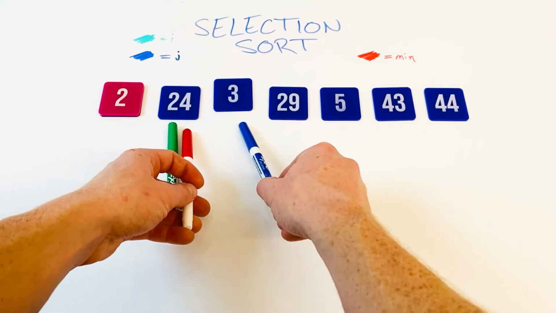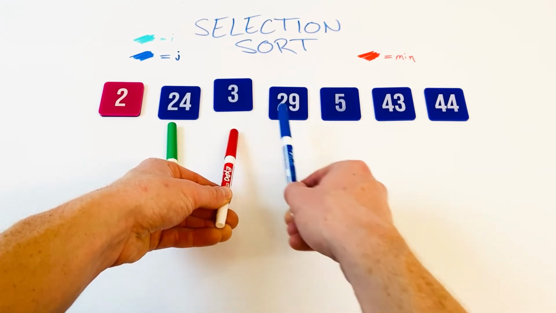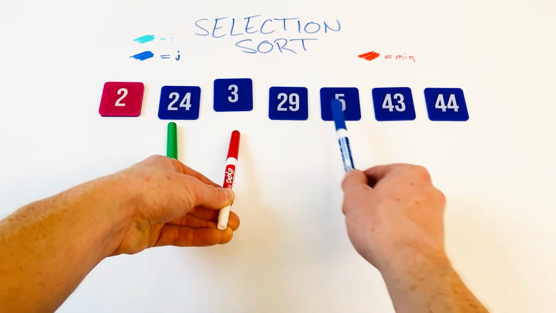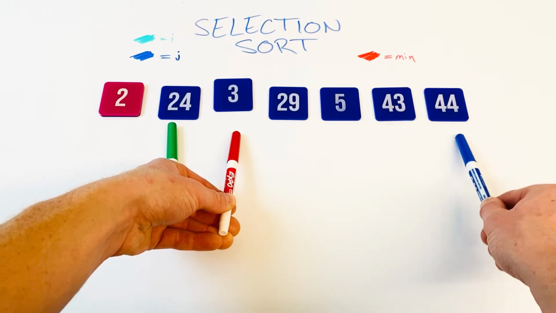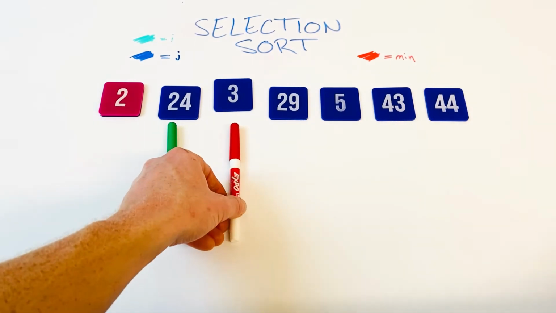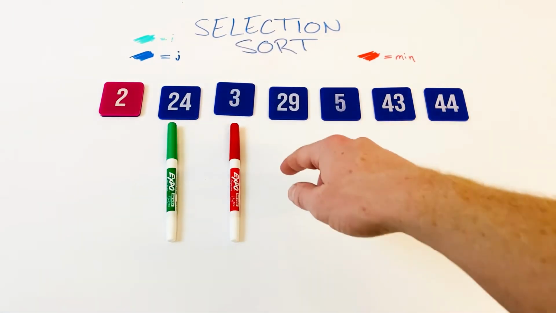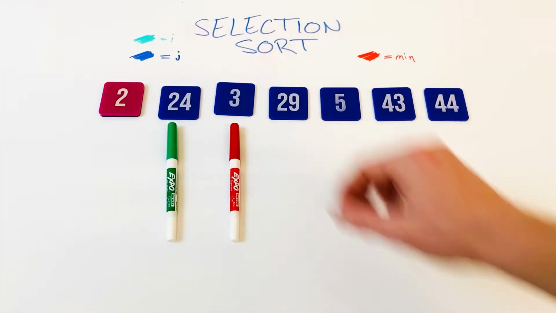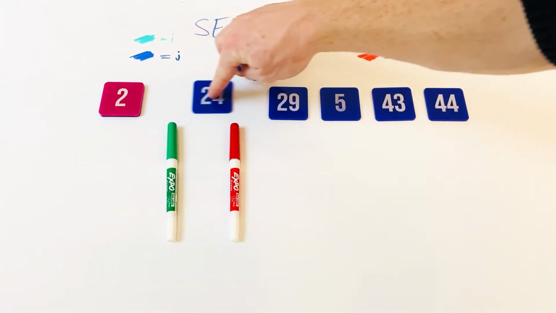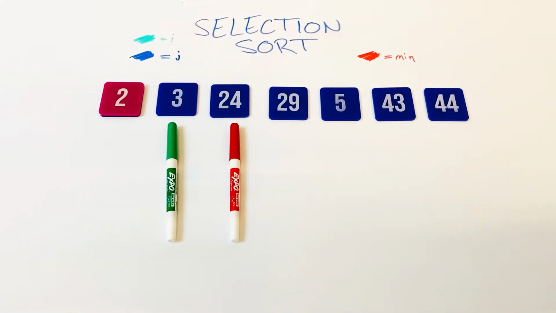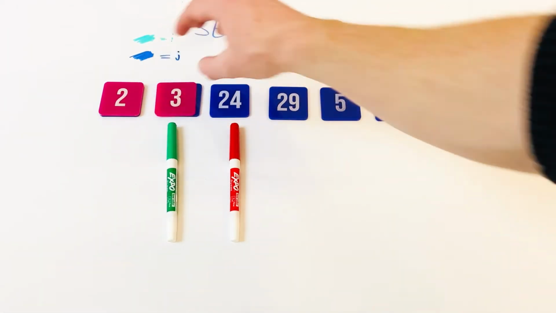Then we look and we spot a 3, so we say, nope, that's the smallest element left. We look at 29, that's bigger than 3, so is 5, so is 43, so is 44. And so we know 3 is our next smallest element, so we're going to swap it into position based on this green marker. So we swap these two, and we mark 3 as in sorted order.